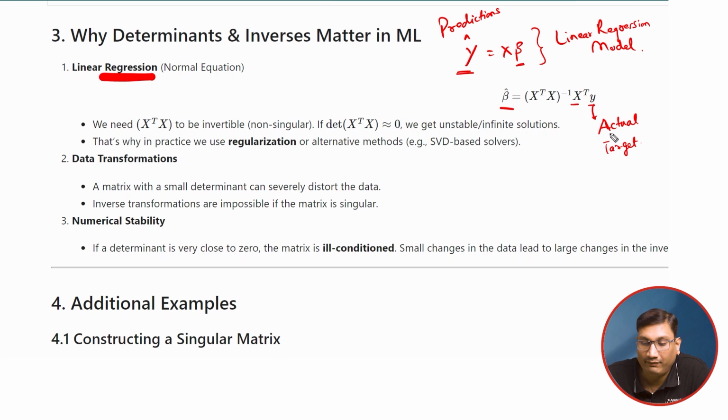So X is your feature matrix and y is your target. This entire back-to-back matrix multiplication will give you the optimal values of the model coefficients. Now, where is the problem?